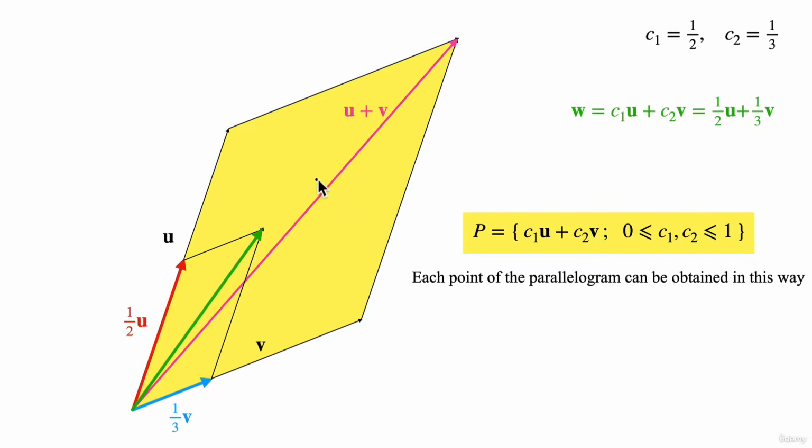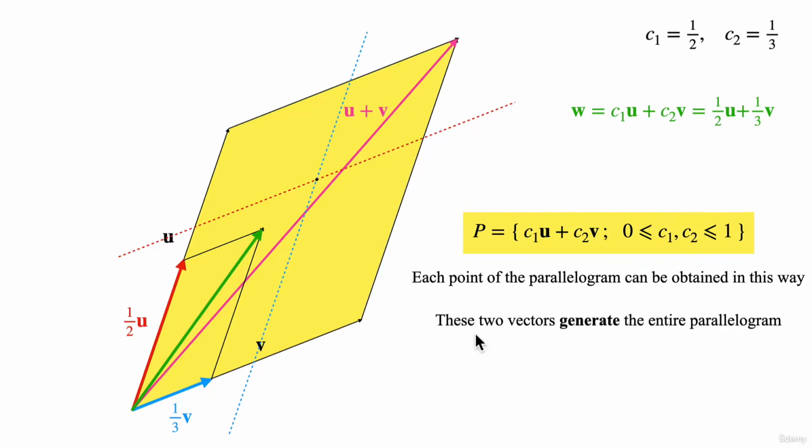So let's, for example, take this point inside the parallelogram. How do we find the constants c1 and c2 for this particular point? Well, we have to draw lines parallel to the vectors v and u and see where they intersect our vectors u and v. So here this looks like something slightly larger than 1/2, and this looks like almost exactly 1/2, right? So you get the coefficients c1 and c2.